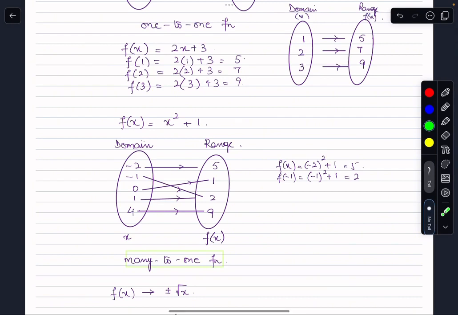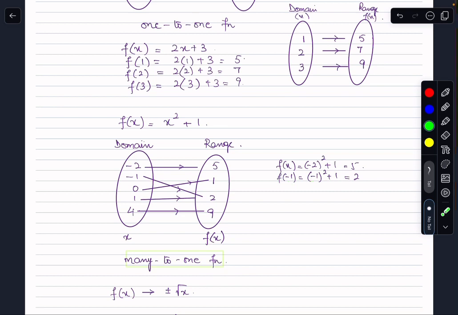The second example is with respect to a many-to-one function. Now, what is a many-to-one function? That is when we have the function equal to x squared plus 1. This is a quadratic function, x squared plus 1. I substituted some of the x values or the domain values. Substituting x as -2, -2 the whole square is 4, and 4 plus 1 gives me the range or function value, which is 5 here.